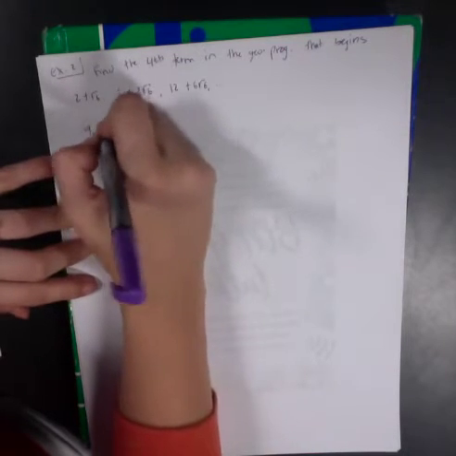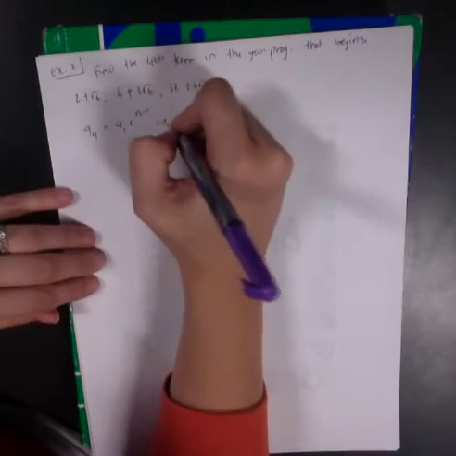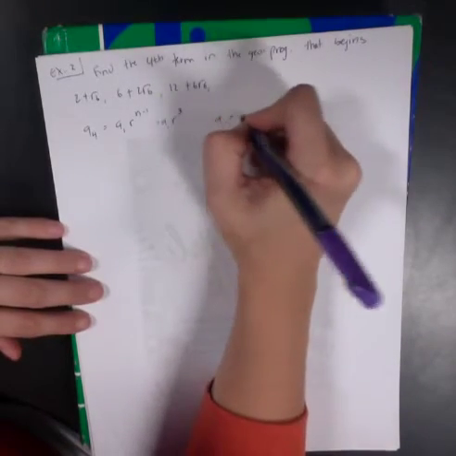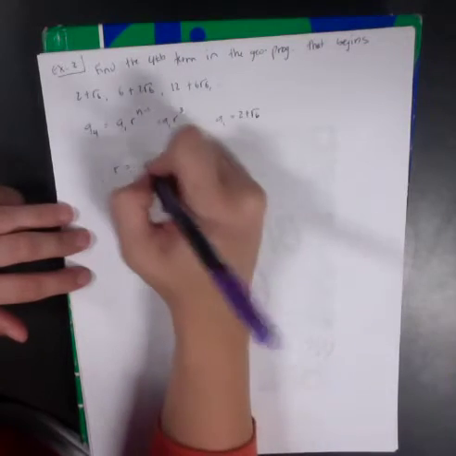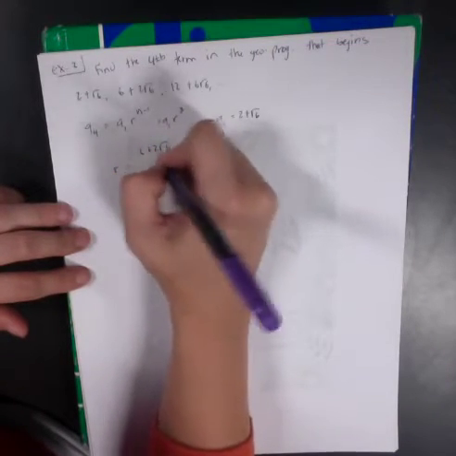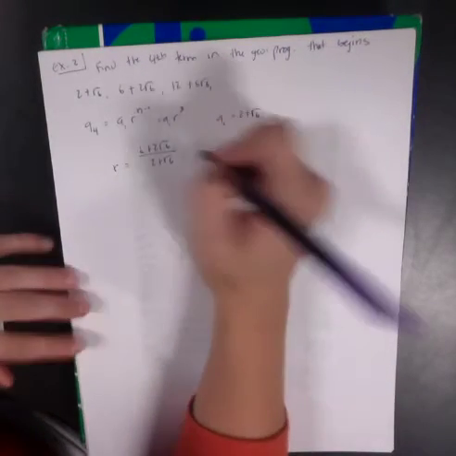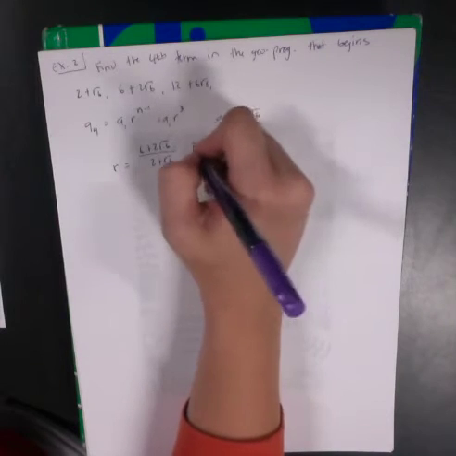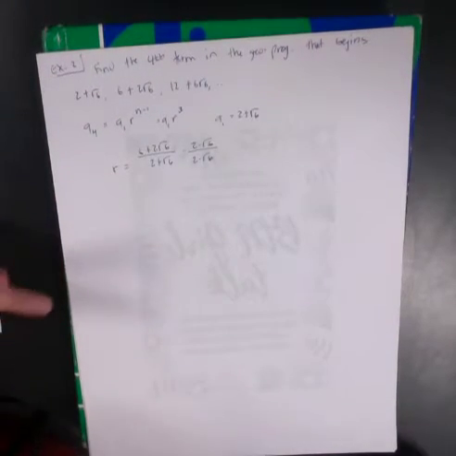The 4th term, a sub 4, is a sub 1 times r to the n minus 1, which we know will be a sub 1 times r to the 3. We know that a1 is 2 plus root 6, and we want to find r. So r, we can do 6 plus 2 root 6 divided by 2 plus root 6. Which means I need to multiply by 2 minus root 6 over 2 minus root 6, the conjugate.